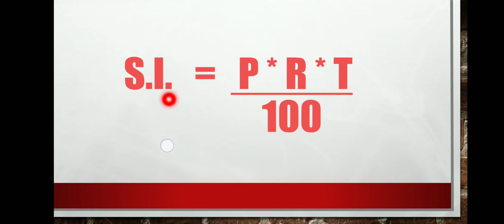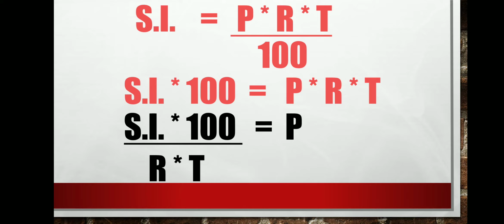This is the formula which we know. SI is equal to P into R into T divided by 100. This is the main formula of simple interest. Now, other formulas will be derived from the main formula. We have taken this 100 to the left side of the equal to. So, SI into 100 equals P into R into T. If we want to find out principal, when SI, R and T are given, then this formula becomes SI into 100 divided by R into T equals principal.